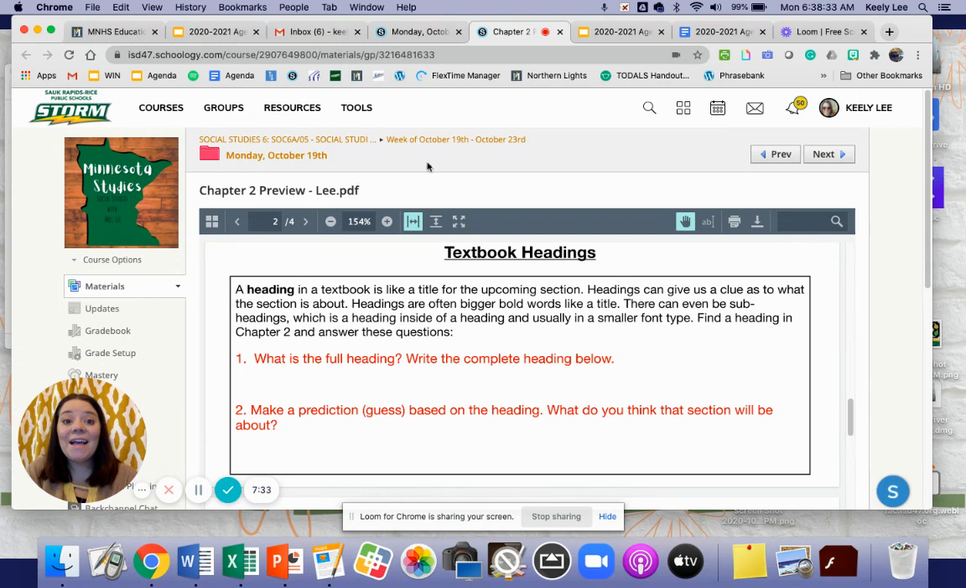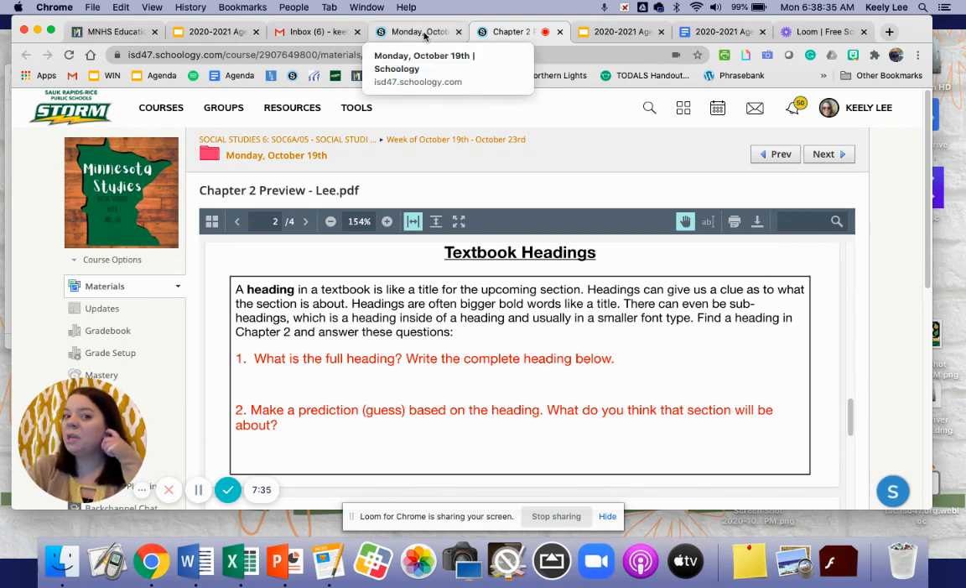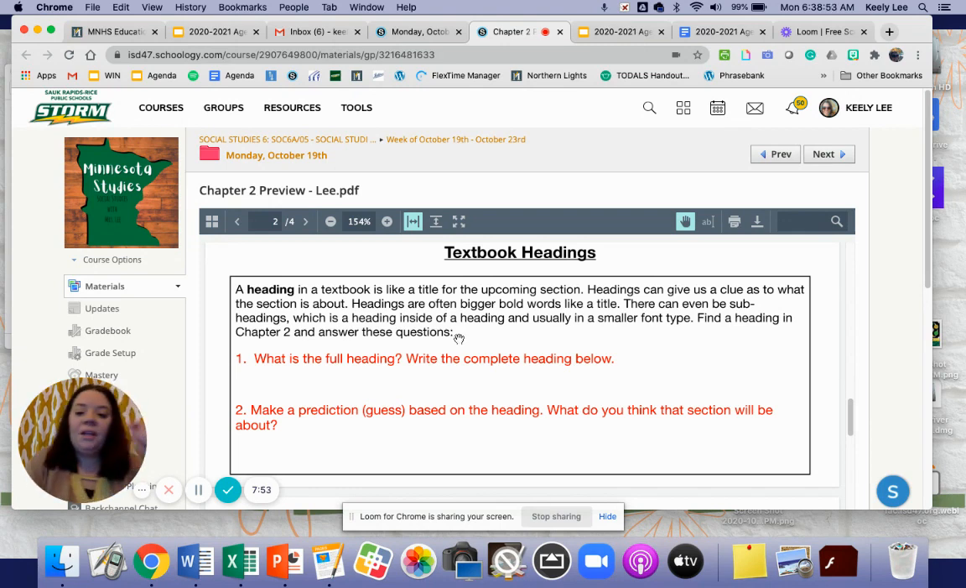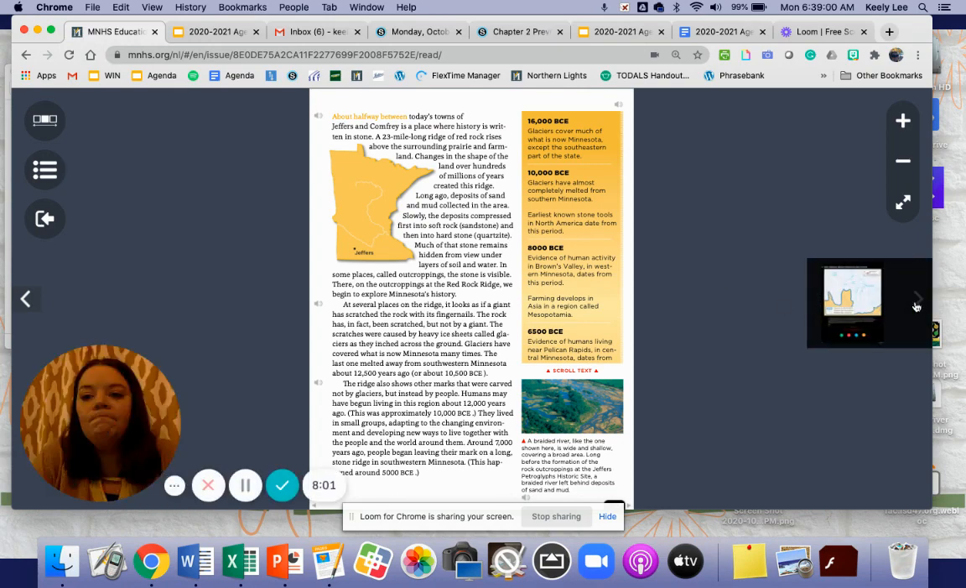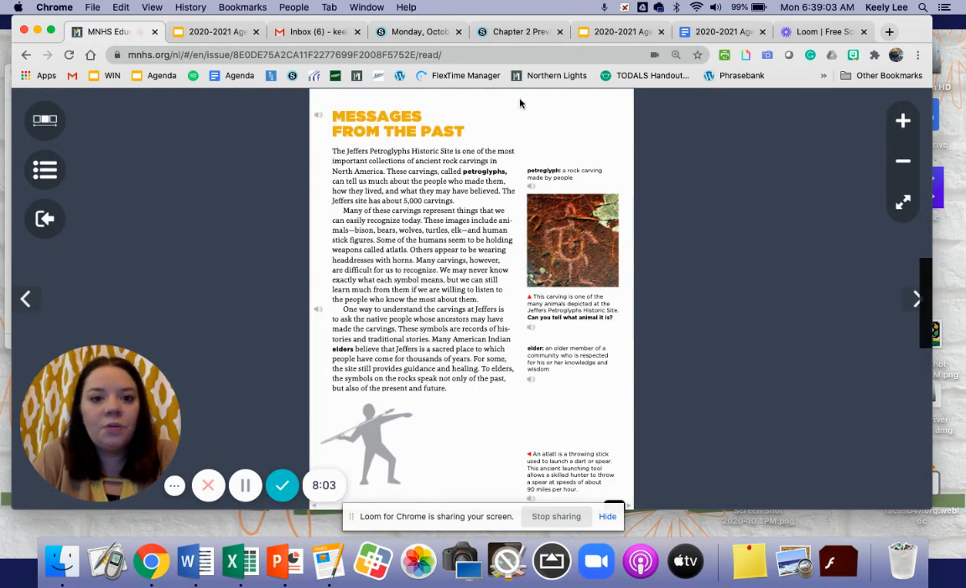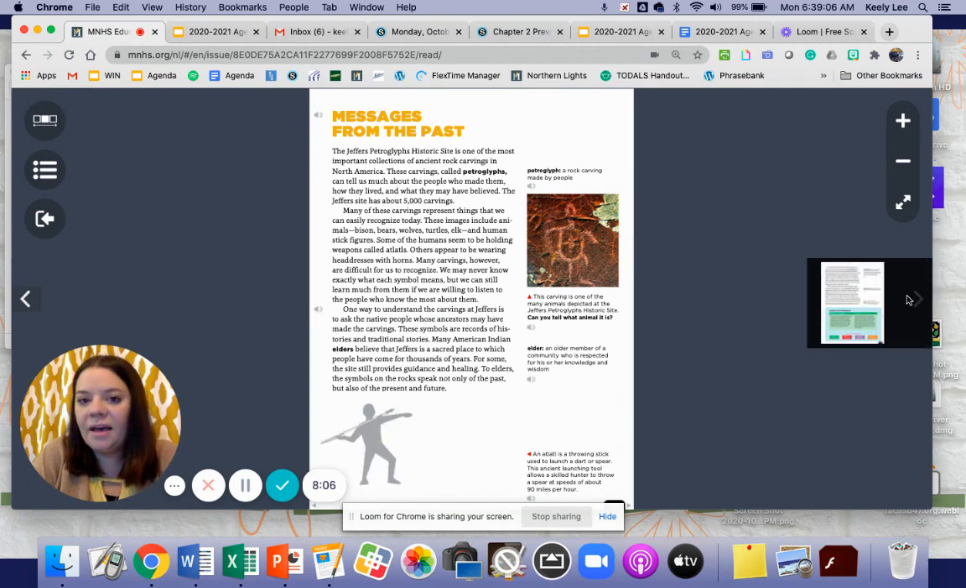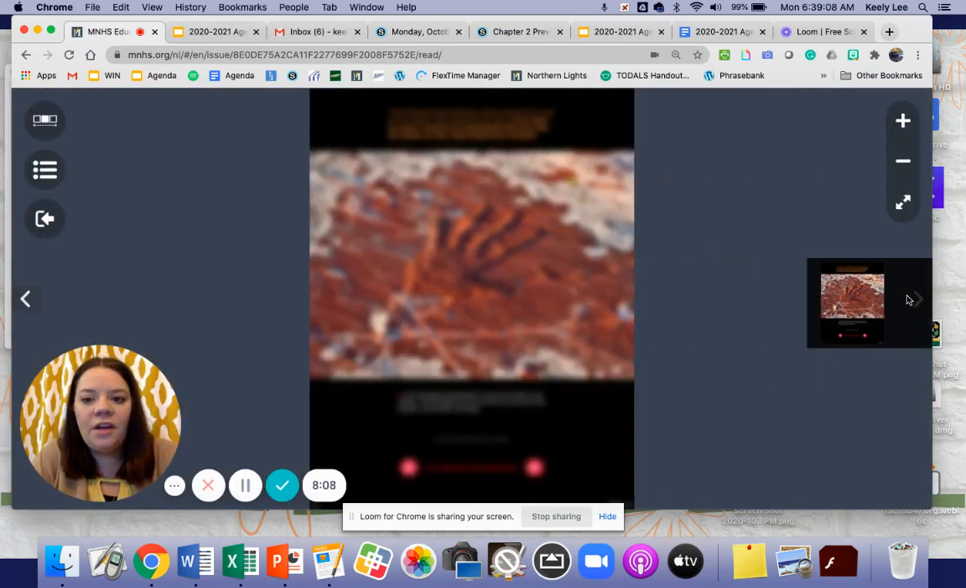A heading, okay? Textbook headings are incredibly important as we move forward. They're kind of like signposts of telling us what we're going to be reading about. And headings are often bigger, bolder words like a title. They can even be subheadings, which are smaller ones, but they're still bigger than our normal font. You're going to find a heading in chapter 2 and then answer some questions, okay? So if we're looking in chapter 2, here we see a heading here, messages from the past. I'm going to try and find a couple more.